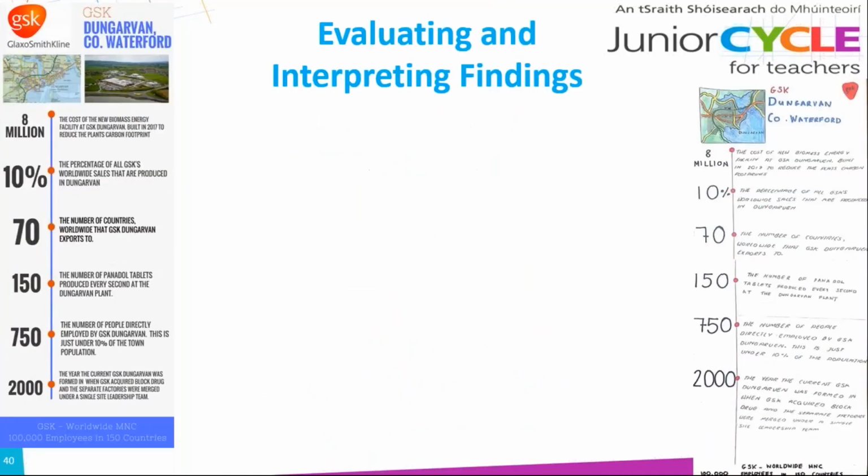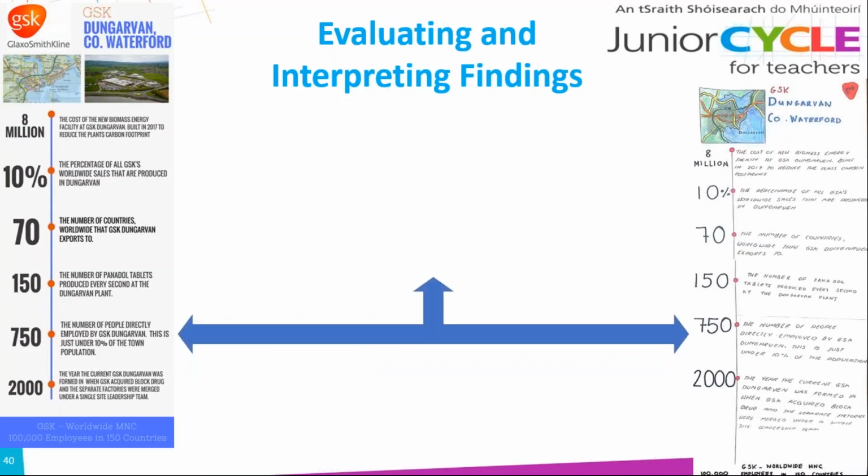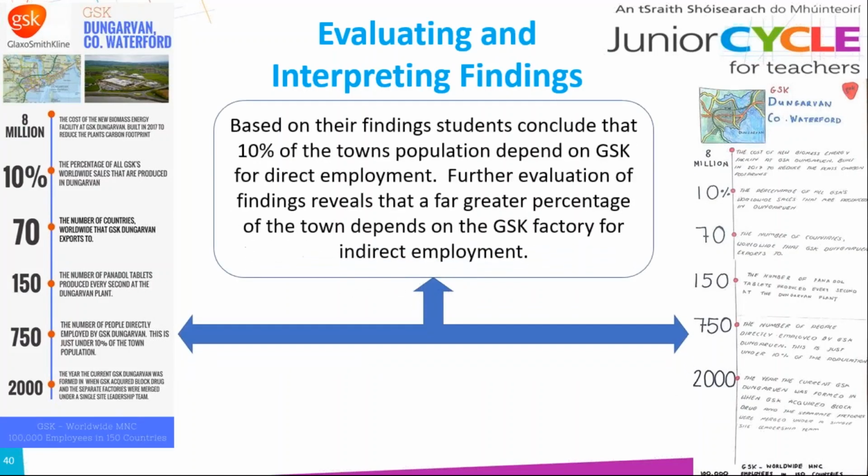In the example we have looked at this evening, students should be able to make conclusions based on the research they have done and the information that they have found. As a result, students could conclude that 10% of the town's population depend on GSK for direct employment. Future evaluation of findings reveals that a far greater percentage of the town depends on the GSK factory for indirect employment.